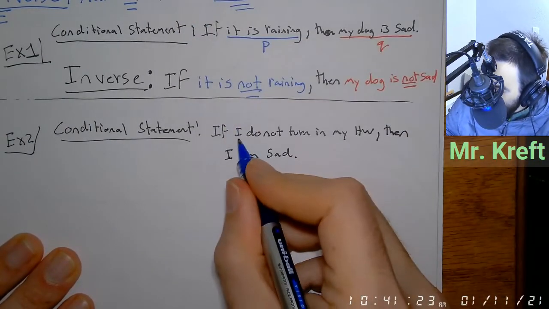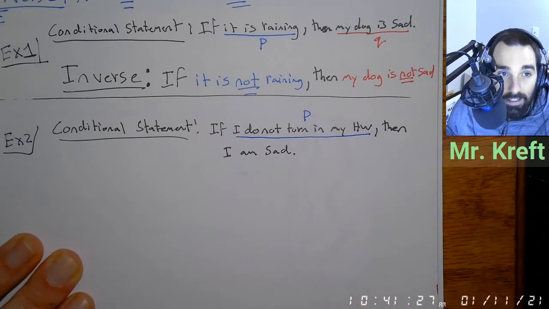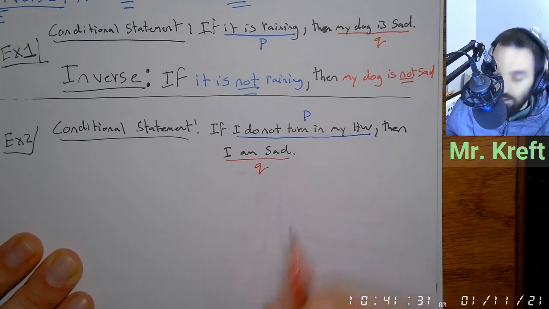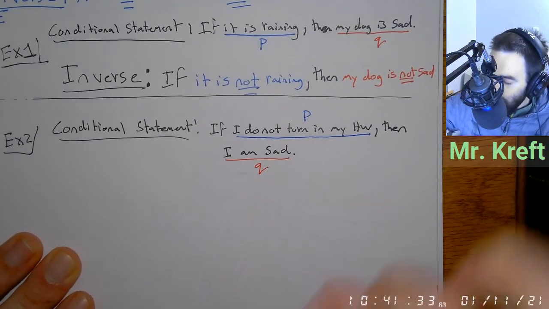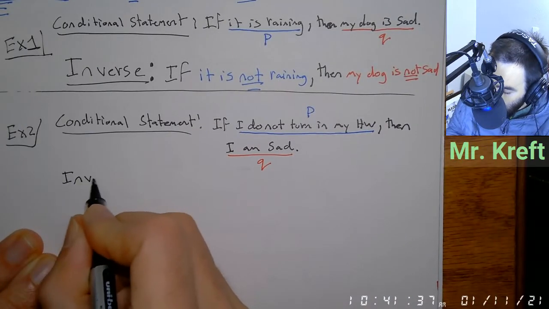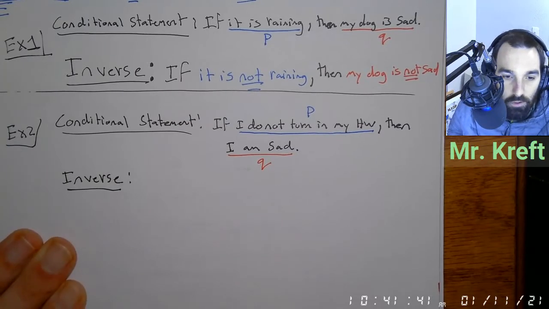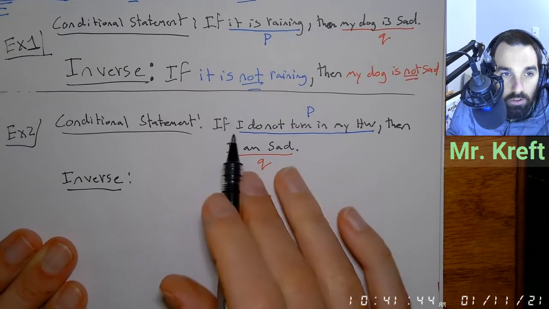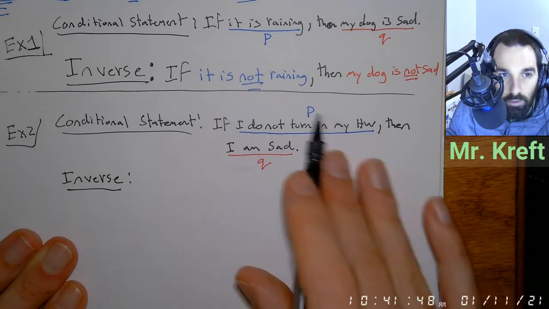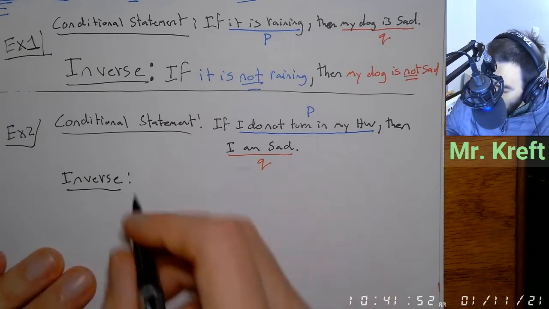Okay, so let's see here. I do not turn in my homework, that is my hypothesis. I am sad, that is my conclusion. If I want to write the inverse for this, I'm going to slow down a second because I know sometimes I have a tendency to go too fast. So what I have here is if I do not turn in my homework, then I am sad. I underline one with P and the other with Q, my hypothesis and my conclusion.